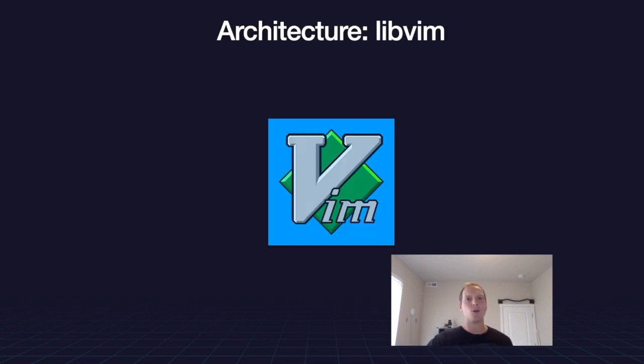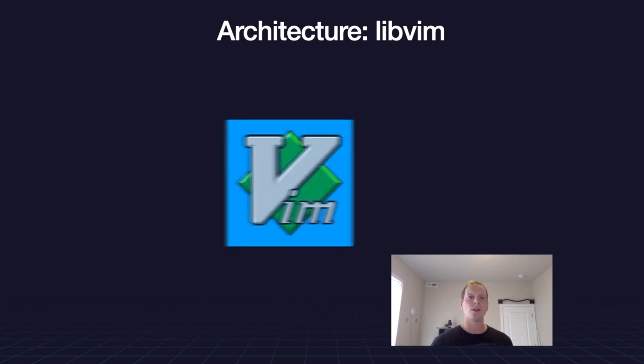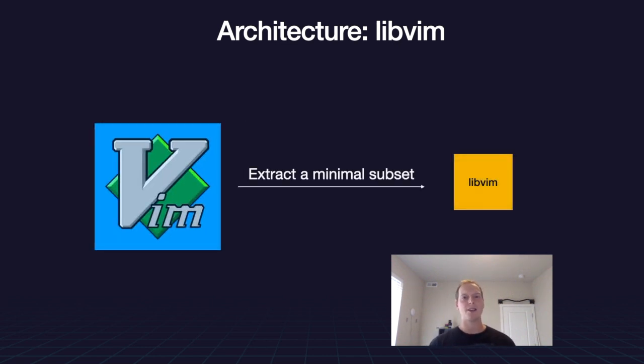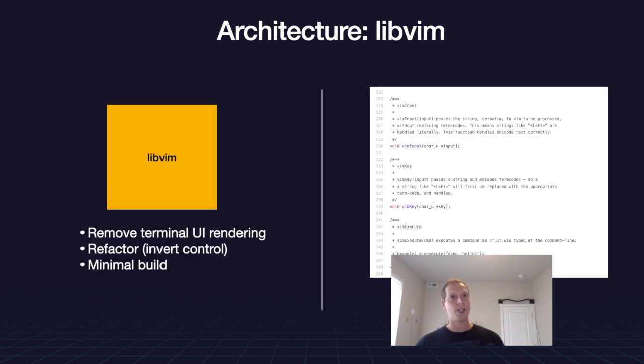So we start with the Vim code base. And we extract out a minimal subset called libvim. And libvim is a really minimal build of Vim. We remove terminal UI rendering, a lot of rendering pieces, and we invert the flow of control. So instead of blocking on key presses, like do some logic, wait for a key press, do some logic, wait, we actually feed it input and then ask it what happened. And we wrap this up and expose it in a small header file called libvim.h. This is the engine of Onivim.